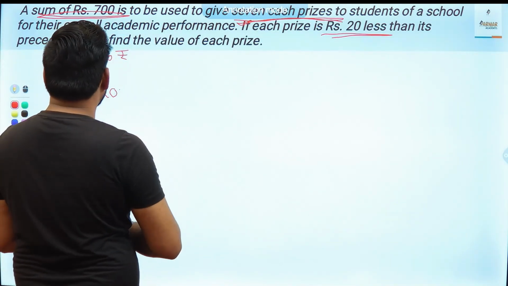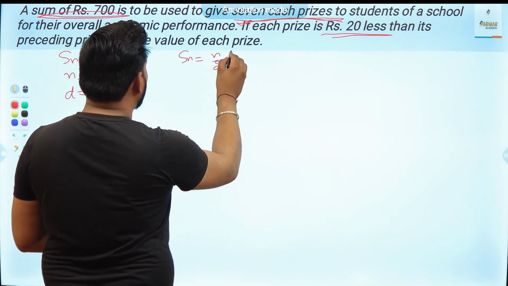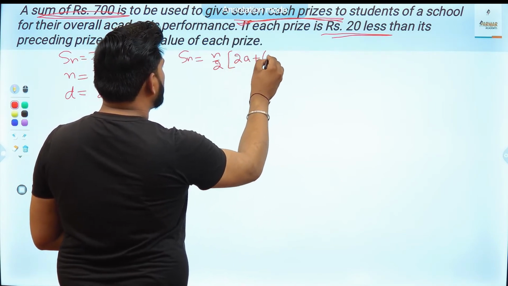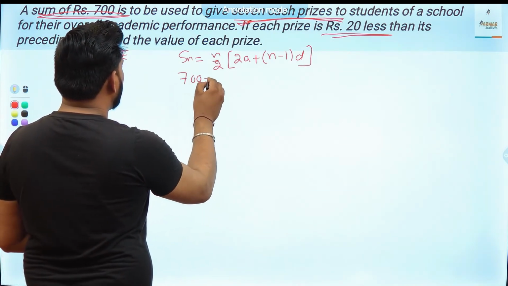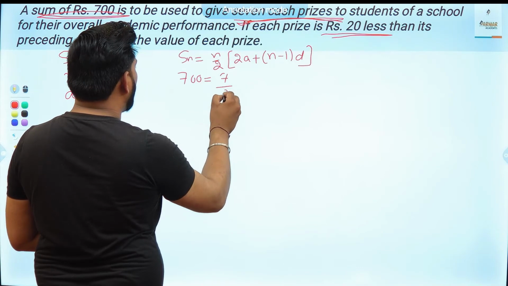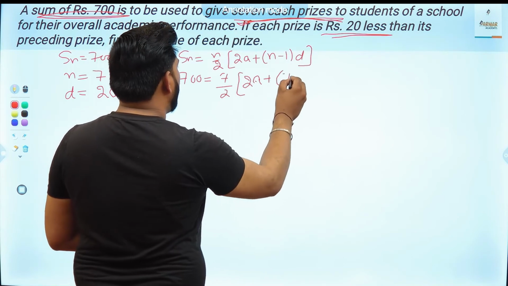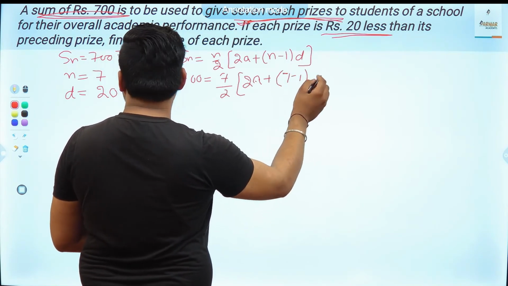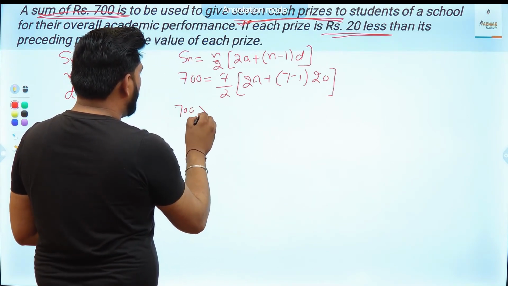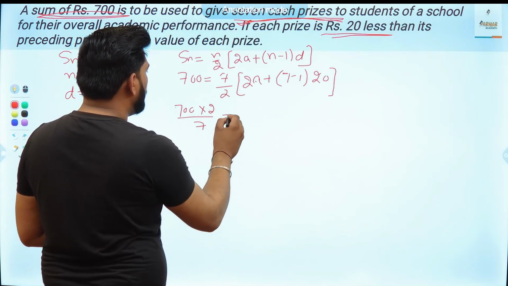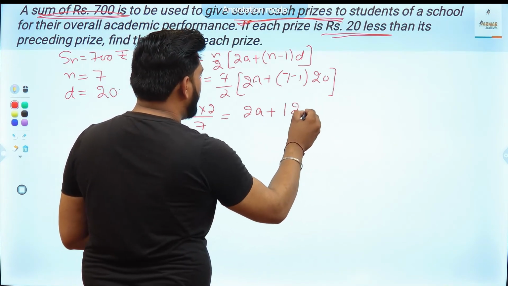Simply we will use the formula of Sn. First of all, Sn is equal to n upon 2 into 2a plus n minus 1 times d. So Sn is 700, equal to n, that is 7 upon 2, 2a, we don't have the value of a, so this is okay, plus 7 minus 1 into d, that is 20. So 700 into 2 by 7, that is equal to 2a plus 7 minus 1, that is 6, 6 into 20, that is 120.